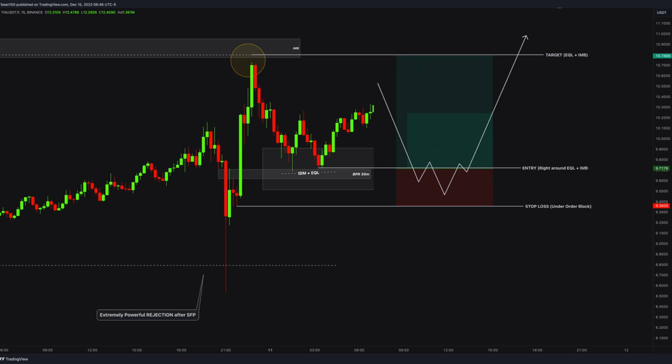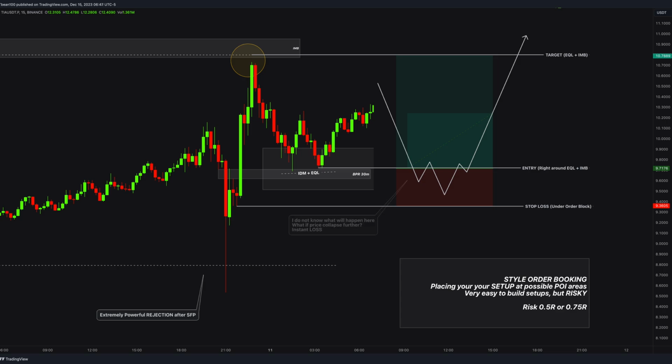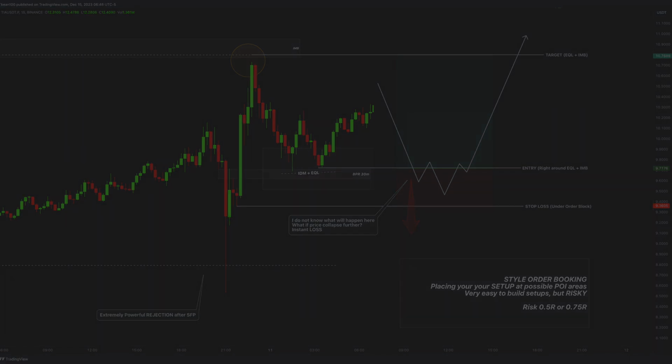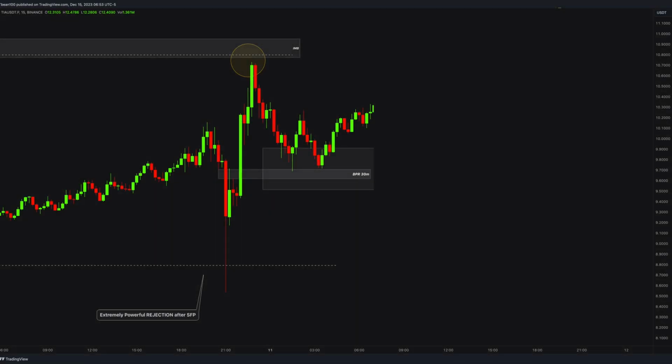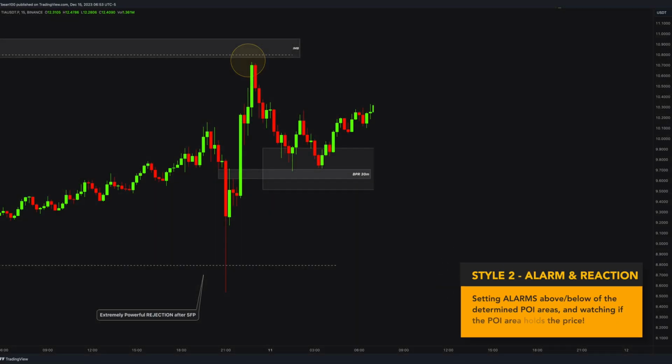Now, what is the problem with order booking? It is a risky trading method because I have zero idea if the POI area will hold the price. Maybe it will keep falling from this point, who knows? This is why you should risk 0.5 R or 0.75 R, basically less than 1%, if you use this trade style. Let's clear everything and talk about other 2 trading methods.